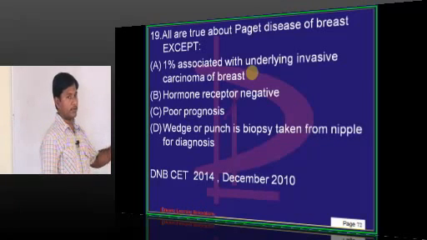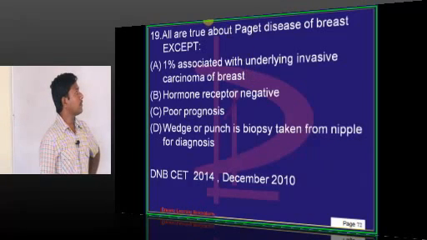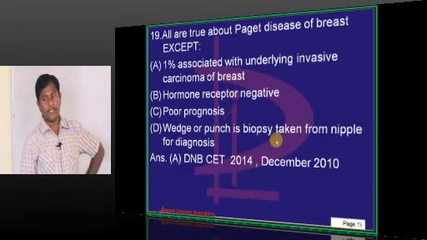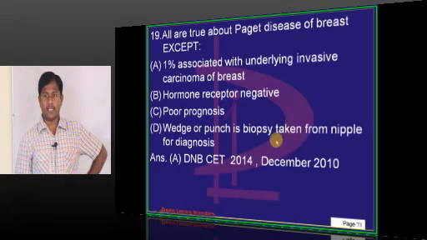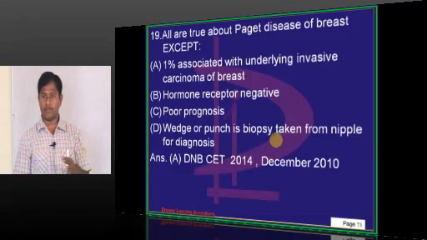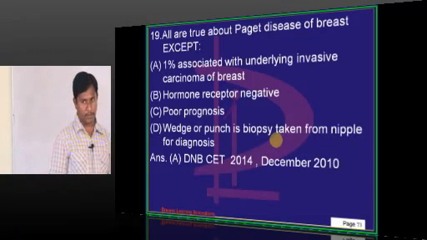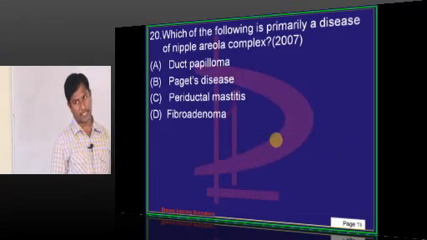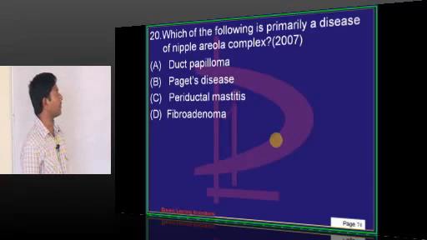Now take time, read the question. Okay, so majority of times it is an underlying breast carcinoma which presents as a Paget disease of nipple. It is a variant of breast carcinoma which presents as a Paget disease of nipple.